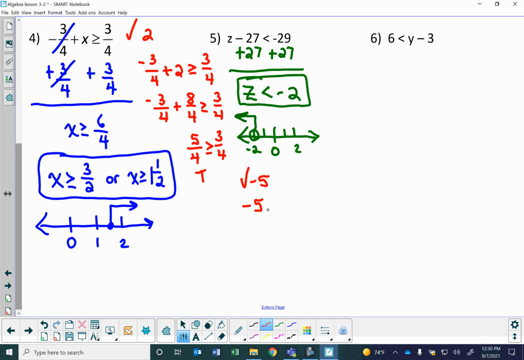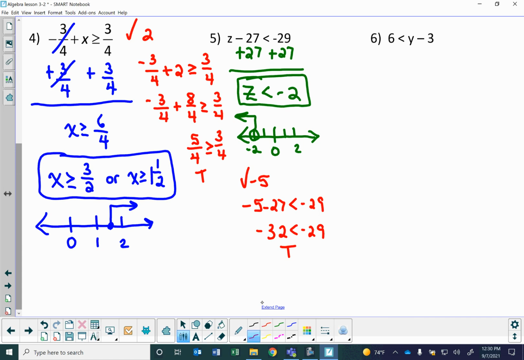So negative 5 minus 27 is less than negative 29. Well, negative 27 minus 5 is negative 32. Negative 32 is definitely less than negative 29 because it's farther to the left on the number line. So that is true.